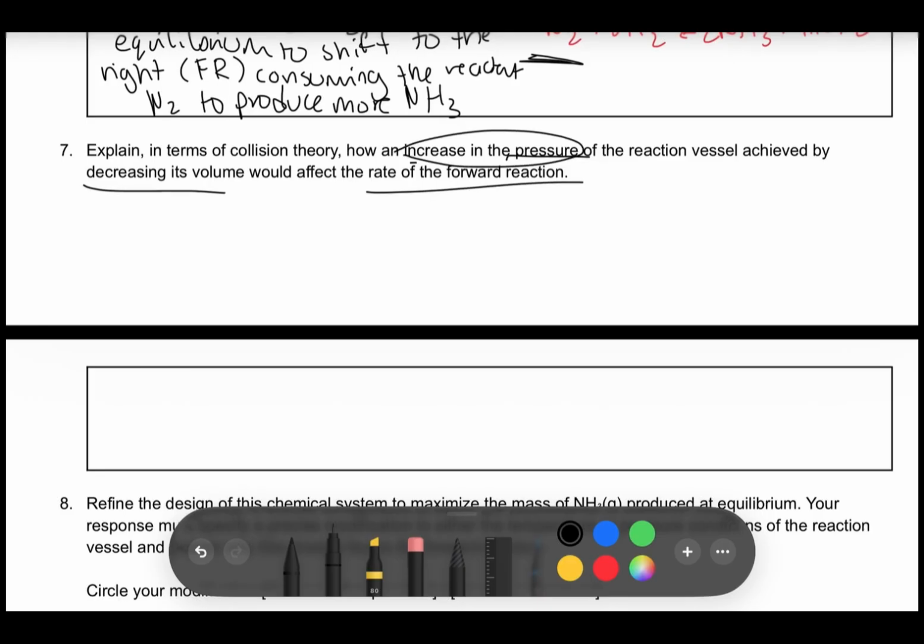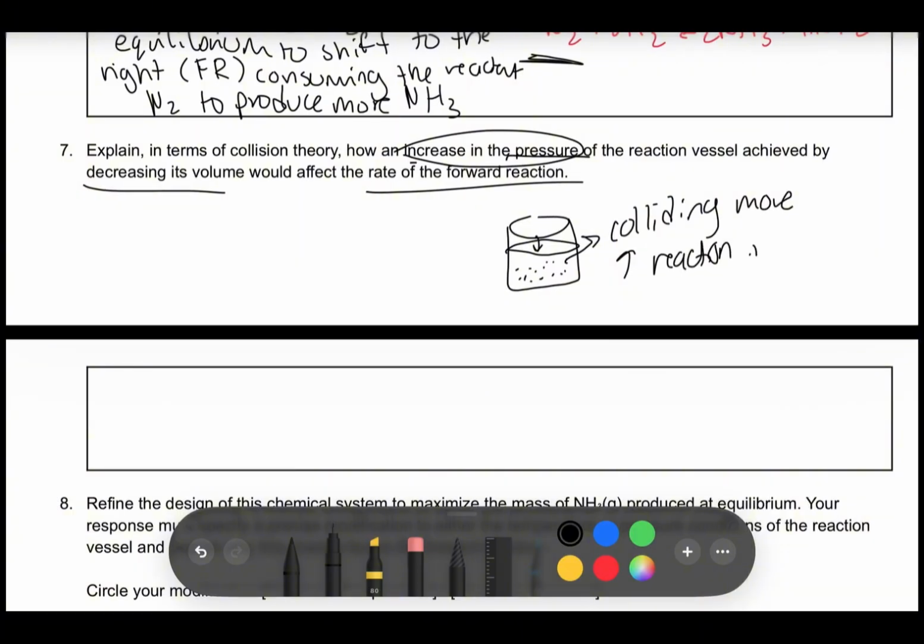So we're increasing the pressure of a container. So here we have a container, right? The closed container. Let's say we increase the pressure, so now we have less space, we're decreasing the volume. So now the particles, right, they're hitting each other way more frequently because they have less space to move around. So they're colliding more. And when they collide, it's going to increase the likelihood of the molecules to react with each other. So we have an increased reaction rate or increased forward reaction.